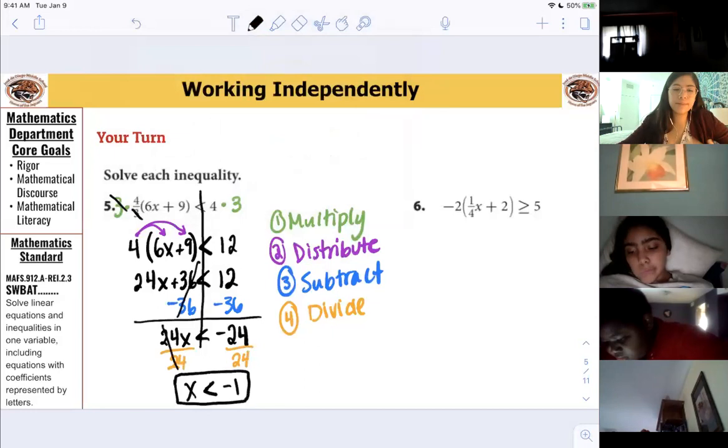Not too bad. It's very similar to solving equations. So if you're still having trouble with solving equations, we're still practicing the same exact things. It's just that the symbol is different.